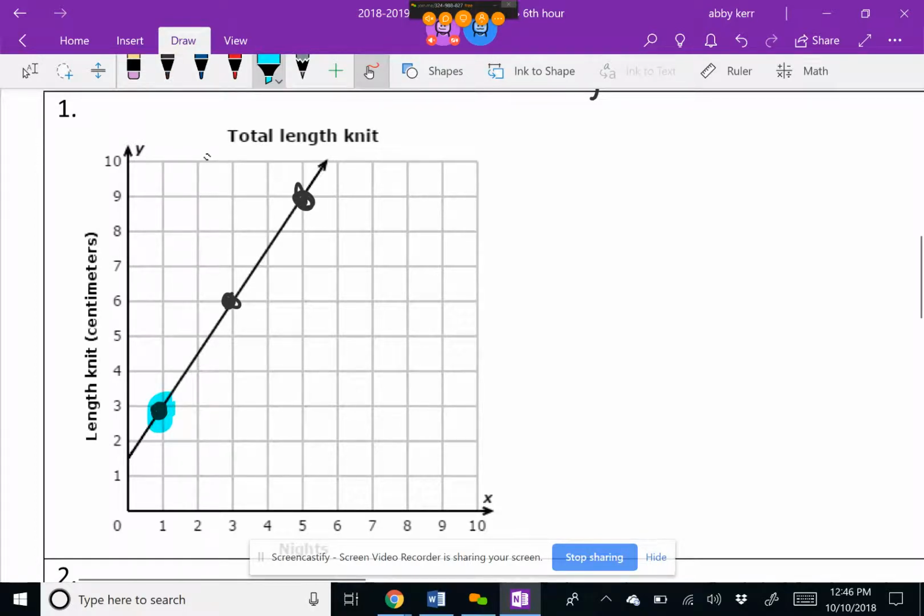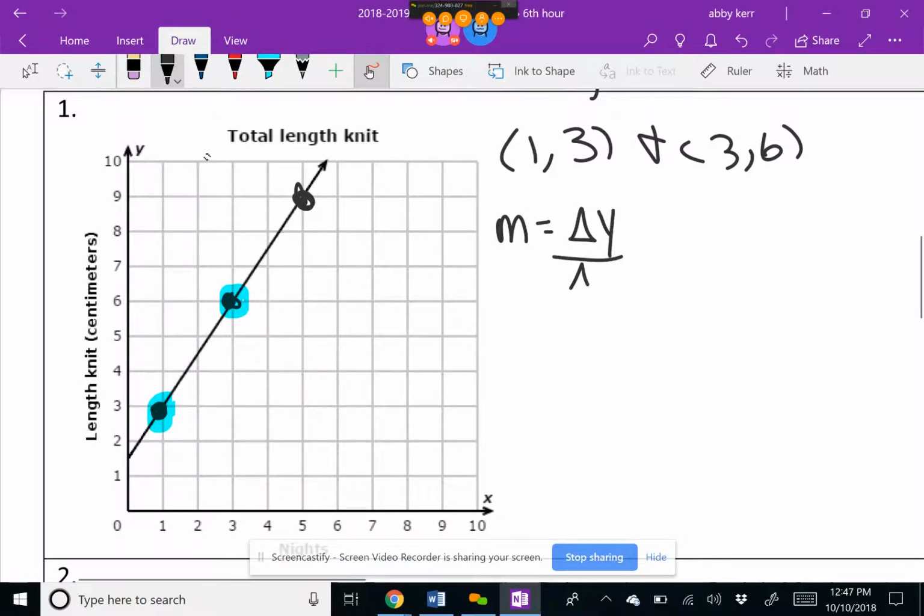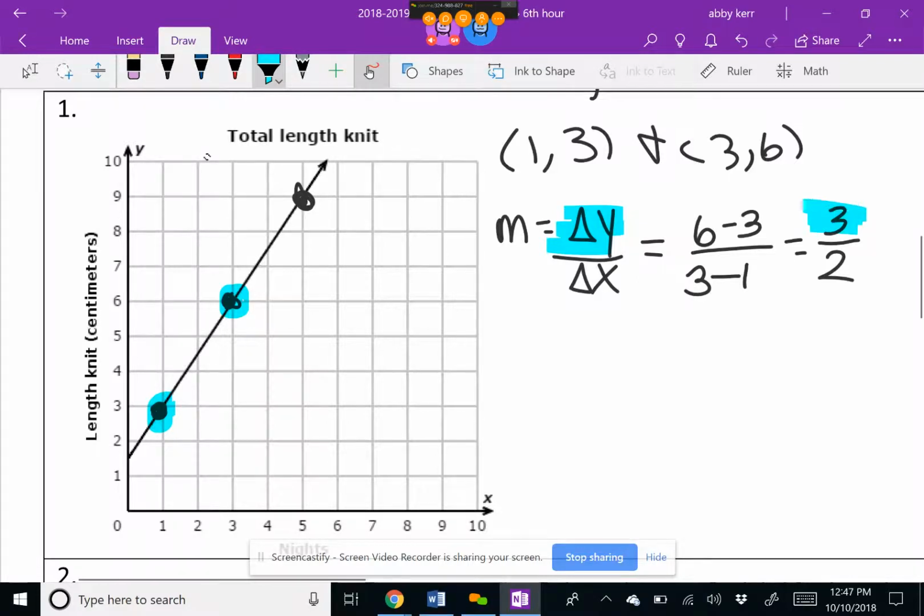This was a very popular one in class, and so is this one. So I'll just choose those. So it's x comma y, 1 comma 3, and then our second ordered pair is 3 comma 6. So instead of writing the formula out, I'm just going to write it shorthand, the change of y over the change of x. So then my 6 minus 3, and then 3 minus 1. 6 minus 3 is 3. 3 minus 1 is 2. So notice my y's are in the numerator.